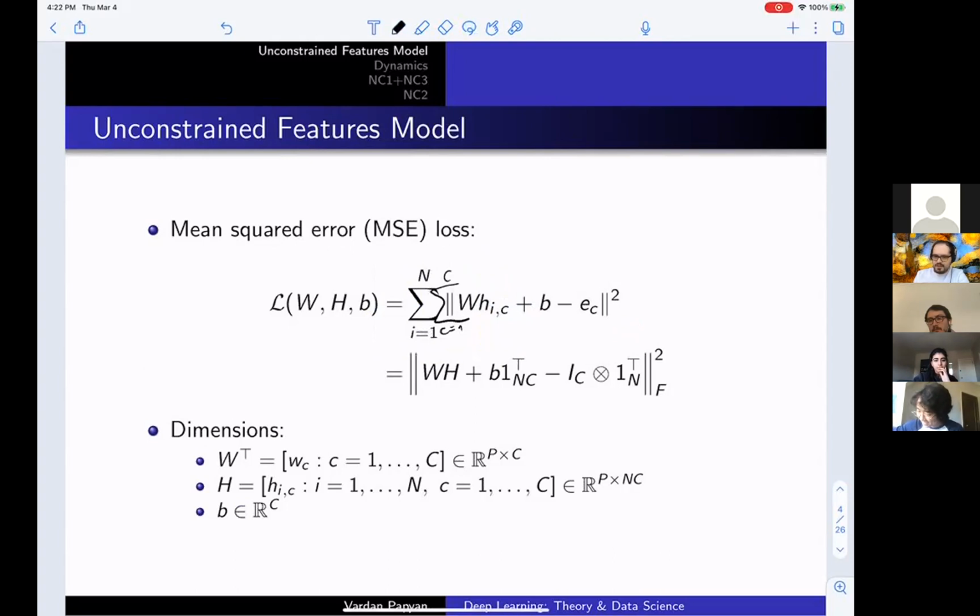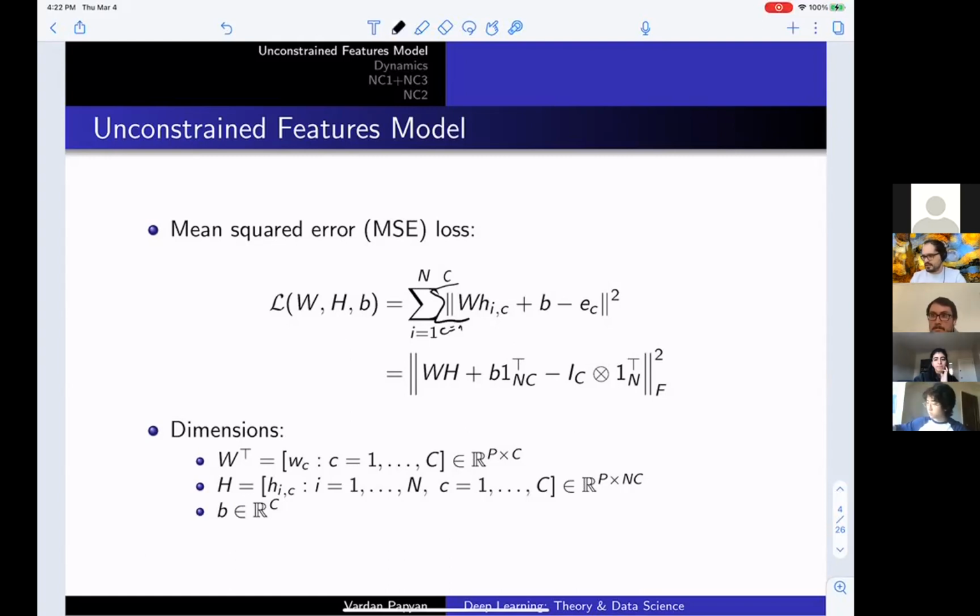Notice that you can think of this as a function of three variables: the classifier, the bias, and the features. Now, Jack asked, why is this called the unconstrained features model? In what way is it unconstrained? Does anyone have any suggestion? Can anyone answer Jack's question, basically? You're optimizing over the H as well. They're not constrained to be the output of a neural network. Yeah, exactly what Tristan said.